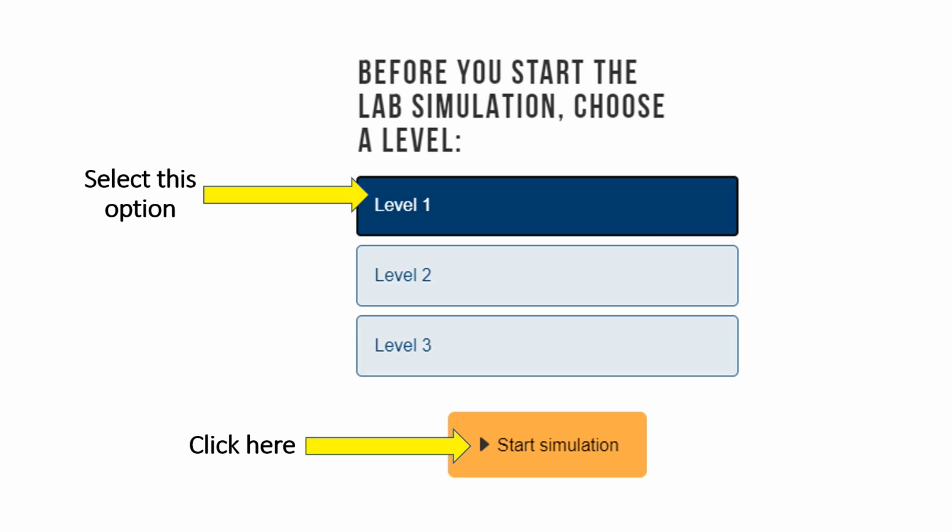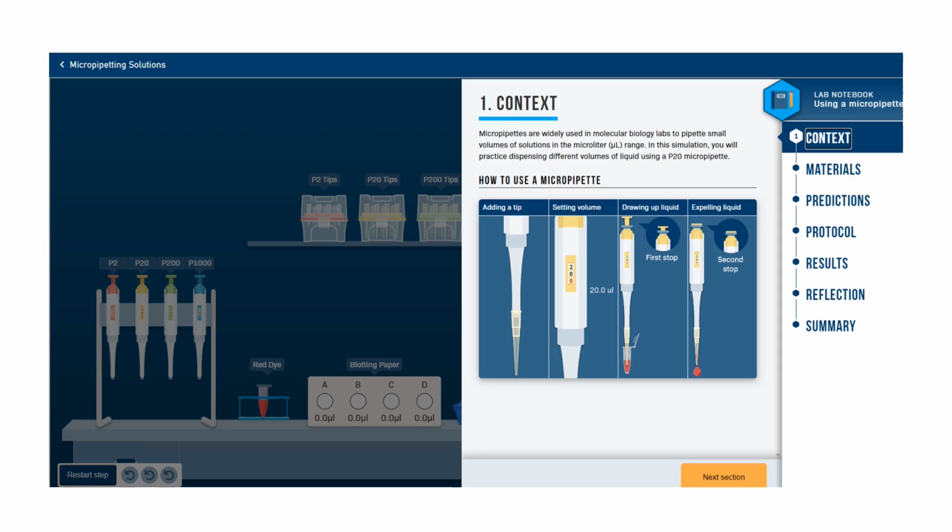Then select this option 1 and again start simulation. Then you will have to go through all these different sections of the lab, and in each one of them you have to read what is here. For example, they give you this information and they teach you all these different things. Pay a lot of attention to that, take notes, because there will be a quiz at the end of this lab.